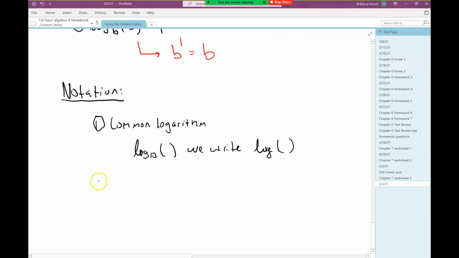The other special logarithm is called the natural logarithm. And that's log base.